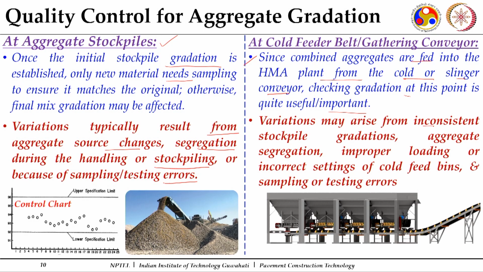So, variations may arise from inconsistent stockpile gradation. The control chart may show whether stockpile gradation is going out or not, or from aggregate segregation which may be there in the cold bins itself. Improper loading or incorrect settings: improper loading, overfilling of these cold bins, and the opening or the settings of the auxiliary conveyor from which the material comes from the individual cold bins need to be adjusted, along with the sampling and testing errors.